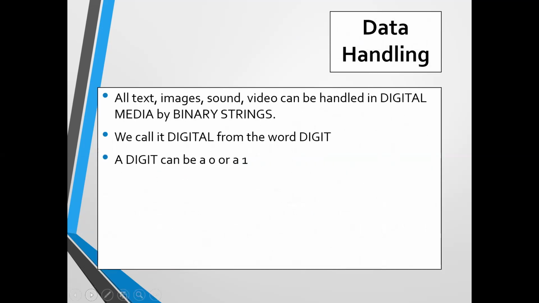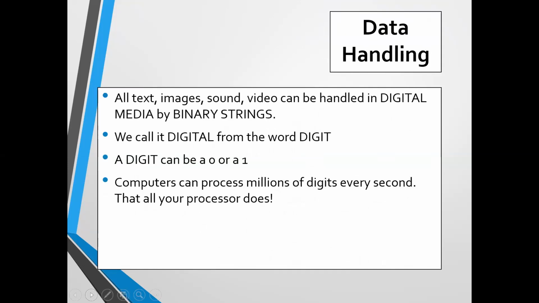How do we handle data? Because it's in the form of zeros and ones, and that's how text is represented. It's very important for us to note that all text, images, sounds, videos, etc., as long as they are stored, are in a digital storage format. This can be handled in digital media by our binary strings. We call it digital from the word digit, representing the 0 or 1, which are digits.